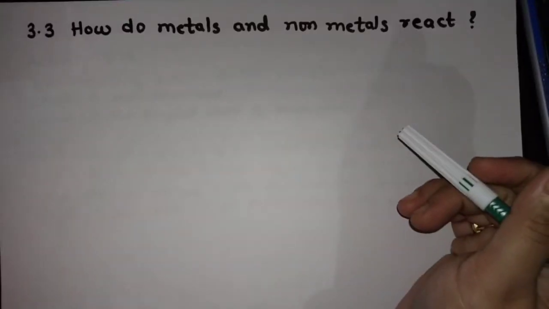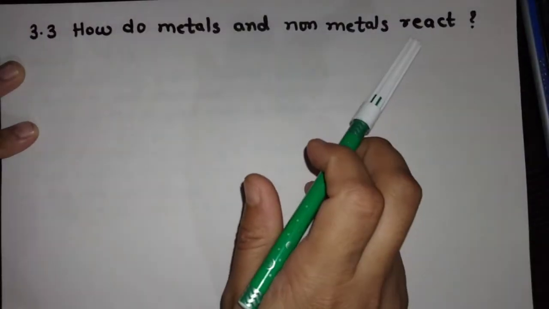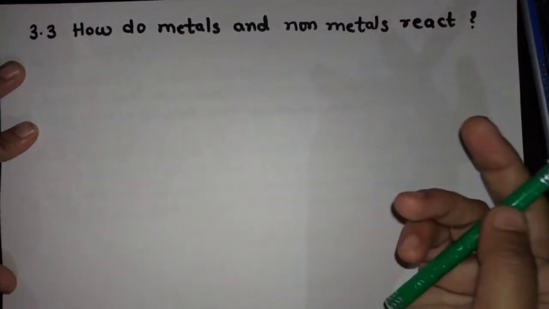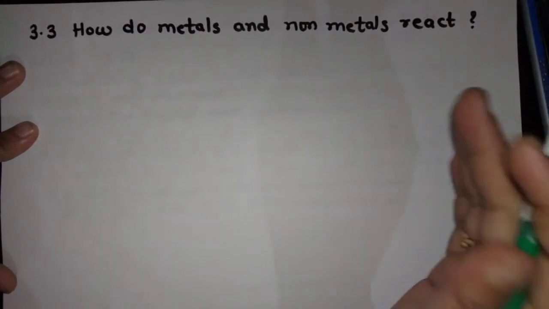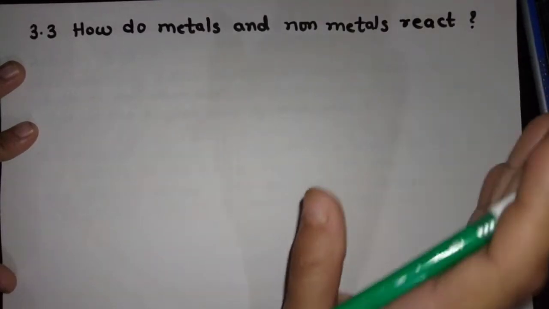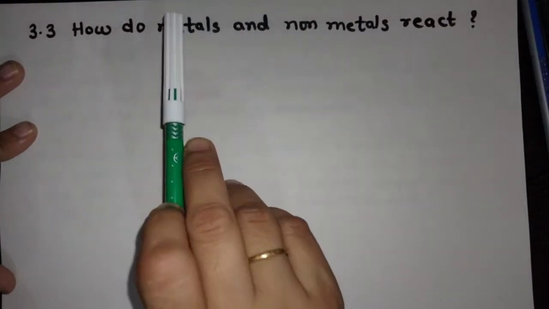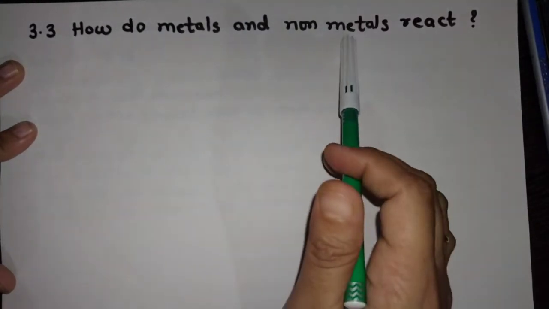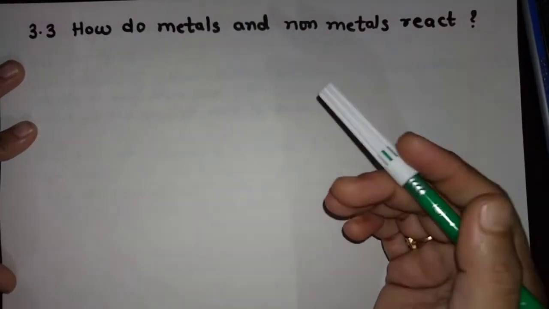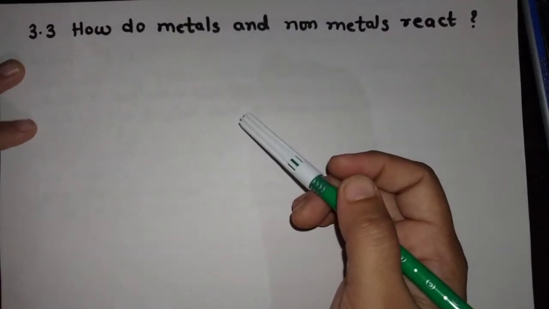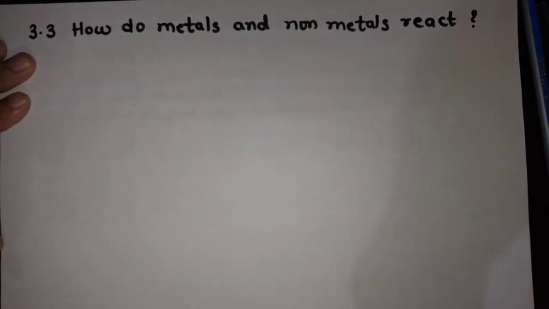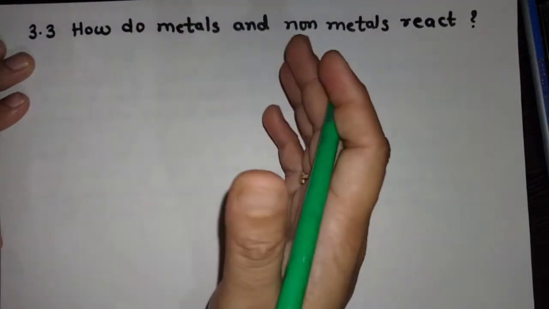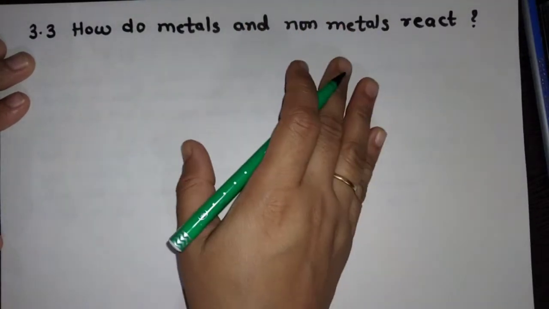Okay, so in this lecture we will discuss the topic: how do metals and non-metals react. As you have seen in the previous videos, I have discussed all the activities given in the NCERT. Now we will be learning about the reason for the formation of bonds between metals and non-metals, how they react and what is the reason that they are reacting. For that, I am just giving you the concept of what happens when metals react with non-metals.